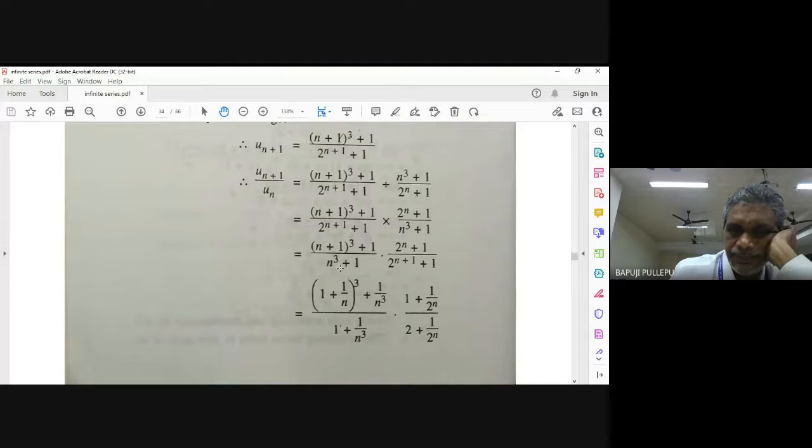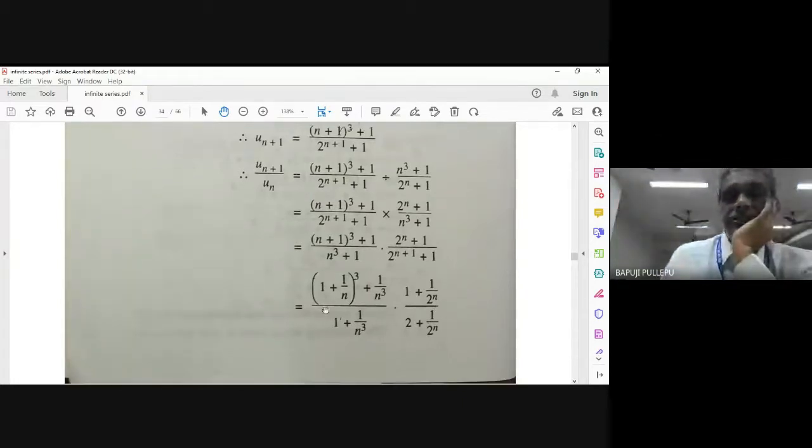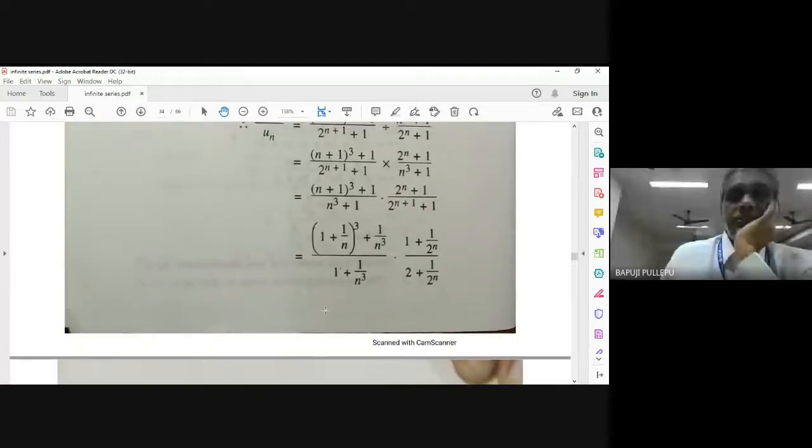Understand this step, guys. n plus 1 whole cube gives 4 terms: a cube plus b cube plus 3a square b. That's not required. Directly I am taking n cube here, and here also n cube. Then limit n tends to infinity, you will get 1. This is 1 by 2, you will get 1 by 2. This is less than 1, so obviously you can say this is convergent.